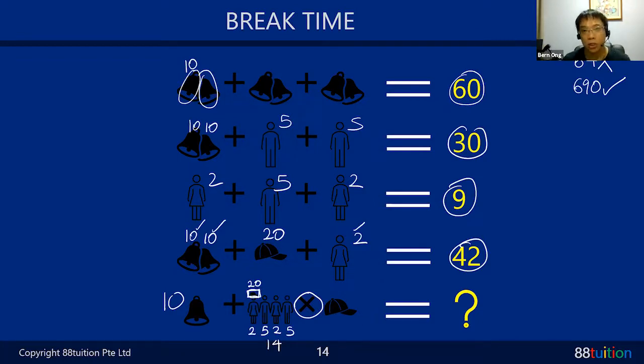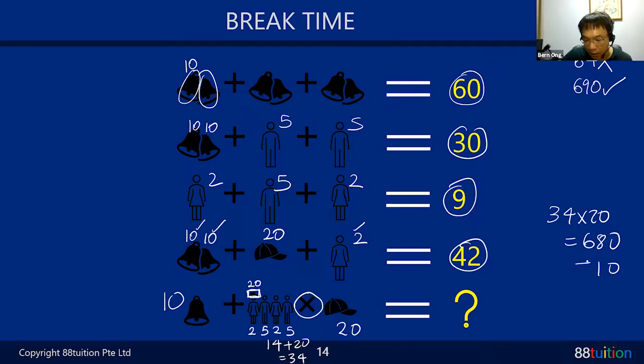All right, so this one is your observation skill again. So 14 plus 20 is what? It is 34, and the cap is 20. So what do you do? Remember, you must do the multiplication first. So it's 34 times 20. That will give you 680. 680 plus your bell, 690. All right, got it? So you cannot do it from left to right.